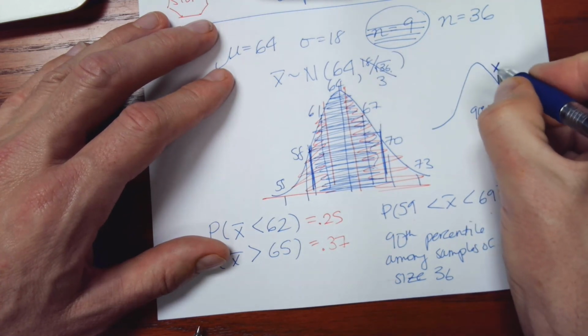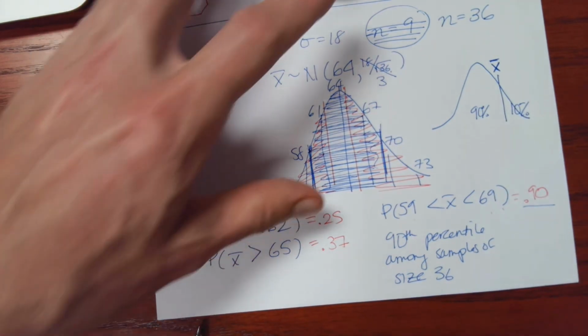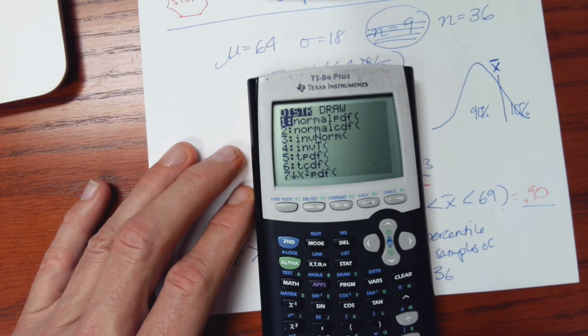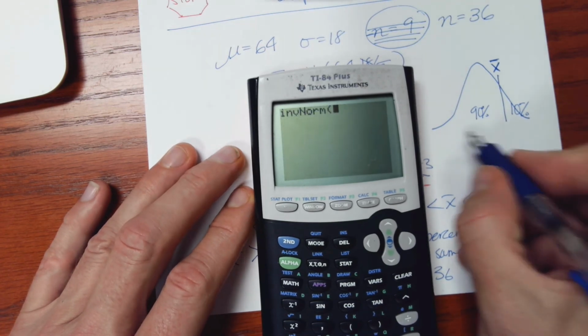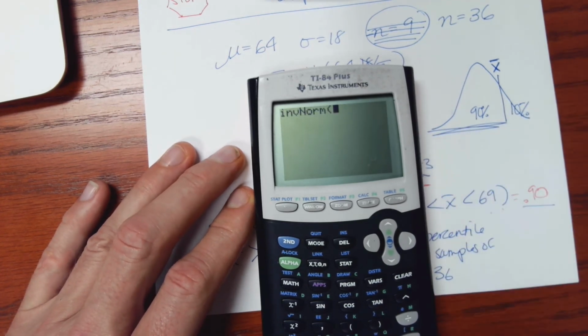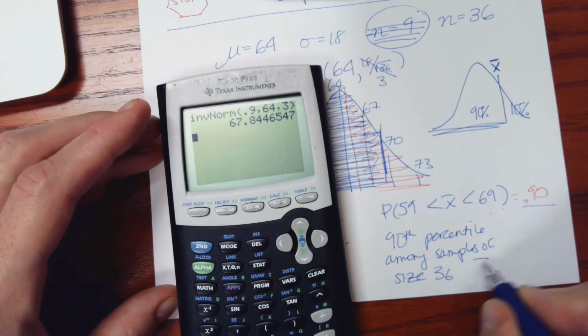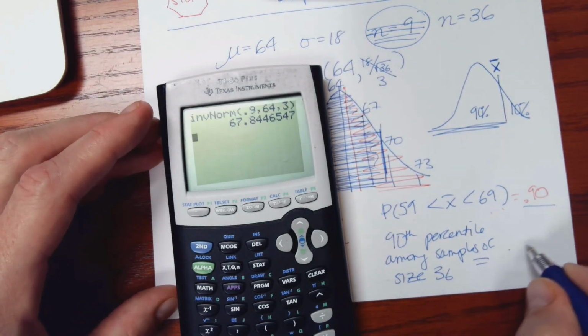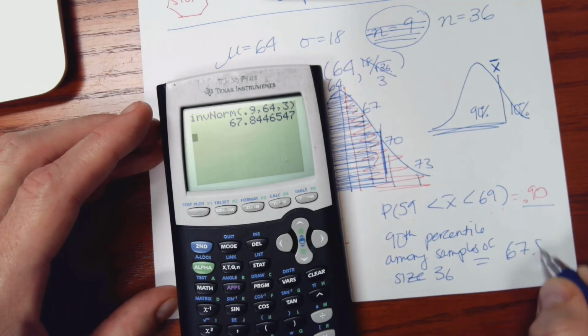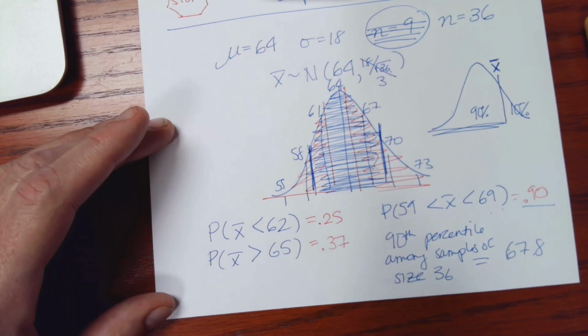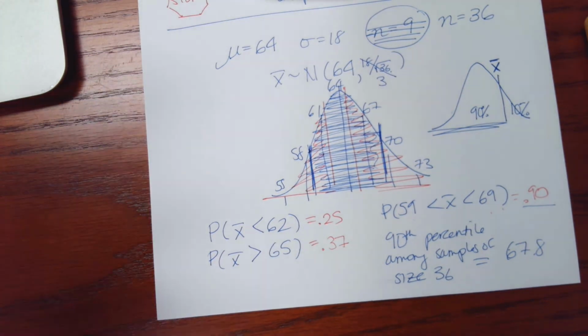So what would be the sample mean that would do that? This is an inverse question, so I'll go to my distribution menu and option 3. The area to the left is 0.9, and the center of this distribution is 64 with a standard deviation of 3. So the value that would do that would be an X bar of 67.8. So somewhere about over here, there would be 90% to the left.